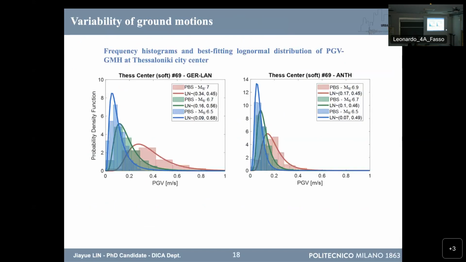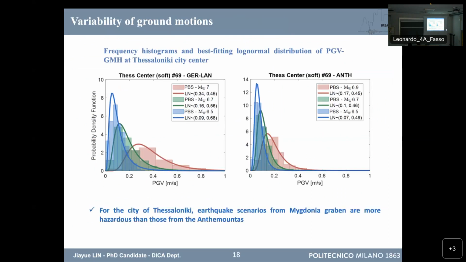And here, what I can deliver to everyone is this frequency histogram and the best fitting log normal distribution in the Thessaloniki city area. By doing this analysis, we know that the earthquake scenario from Macedonia Basin is more dangerous than the one from Atamatas, even though Atamatas is actually near Thessaloniki. So this is something the city can consider to reduce the damage of the earthquake.